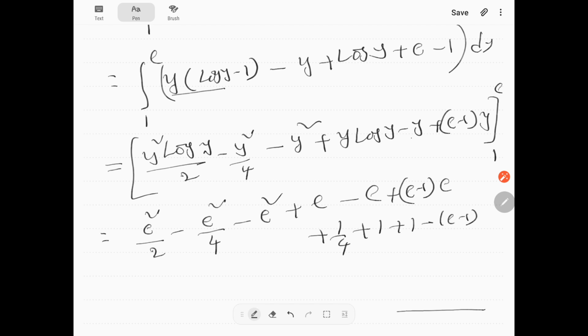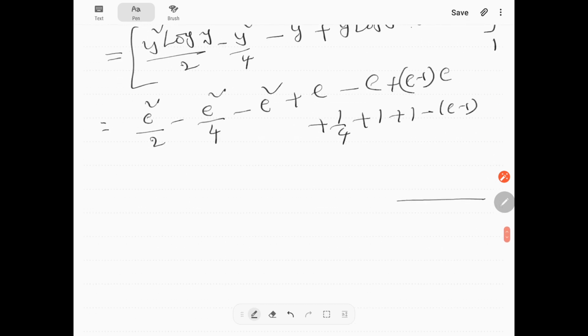Let us collect all the e square terms. If I collect all the e square terms, I'll get 1 by 2 here, minus 1 by 4 here, minus 1 here, and here is another e square, so plus 1. So this is all e square. And e plus e and minus e gets cancelled. Another minus e is here, and another minus e is also here, so it will be minus 2e. And minus of minus will be plus 1. This is another one, 2, plus 1, 3. 3 plus 1 by 4, 13 by 4.